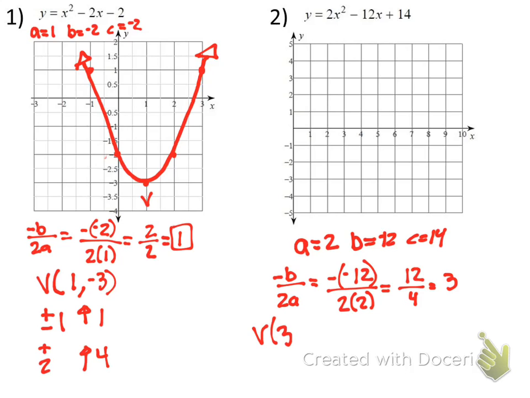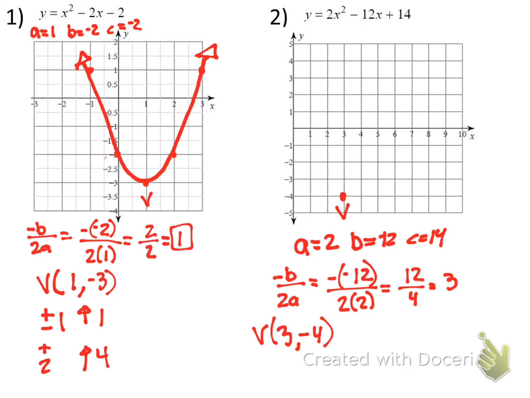I need to plug it back into the formula. 3 squared is 9. 9 times 2, 18. -12 times 3 is -36. 18 minus 36 is -18. -18 plus 14 is -4. So our vertex is at 3, -4. So then I would go to 3, -4, plot my point.